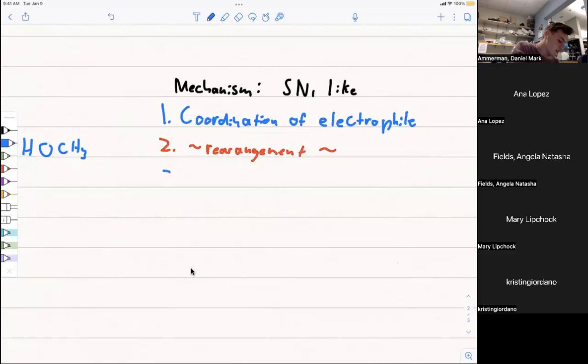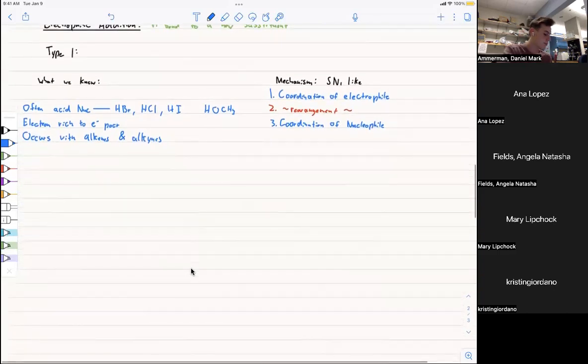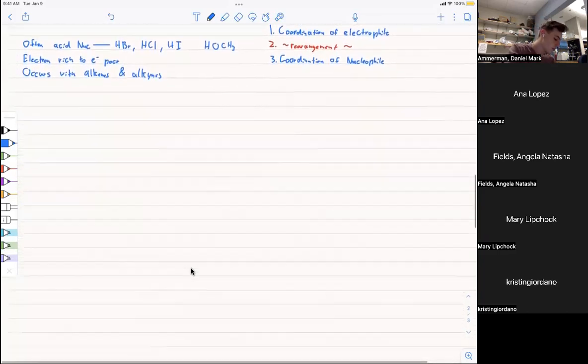And then third is going to be coordination of our nucleophile. So that's what our steps are going to be. So let's do an example.